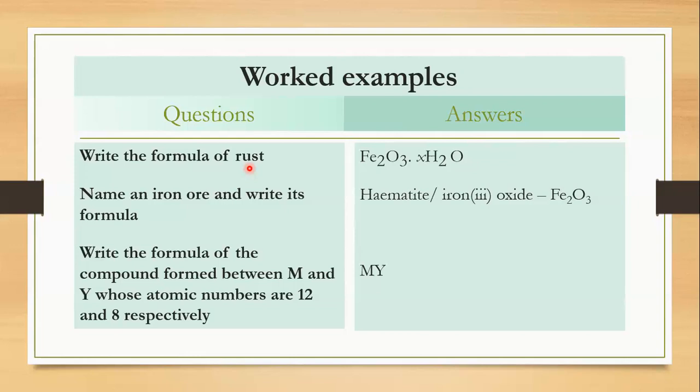Then in the third example, they have used symbols which are not the usual symbols of the elements. They have used the letter M and letter Y for elements whose atomic numbers are 12 and 8. As you're writing your answer, even if you know those particular elements for those atomic numbers, stick to the letters which have been given in the question for you to write the formula of the compound.